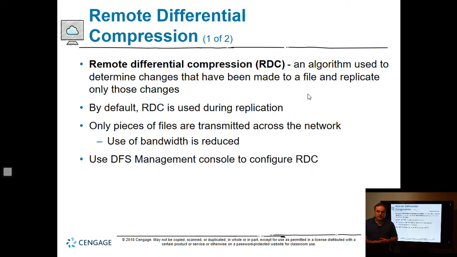So you can see in this bottom left area, it says full replication, or you can limit to a specific amount. DFS uses remote differential compression, used to determine changes that have been made to a file and replicate only those changes. So rather than replicating the entire file like it did in older versions of DFS, it only replicates the incremental changes. So much more efficient than it used to be.